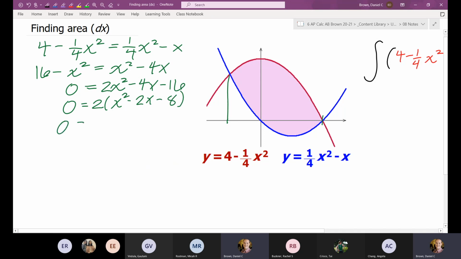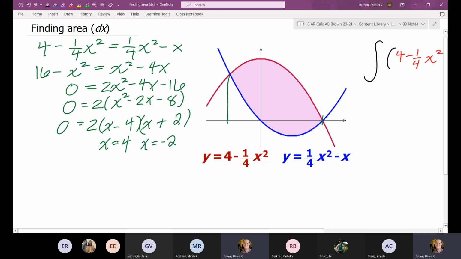And then factor. Two numbers that multiply to give me negative 8 but add to give me negative 2. Now I can use 4 and 2, and I want the 4 to be negative and the 2 positive. So solving that equation, I get x is equal to 4 and x is equal to negative 2.